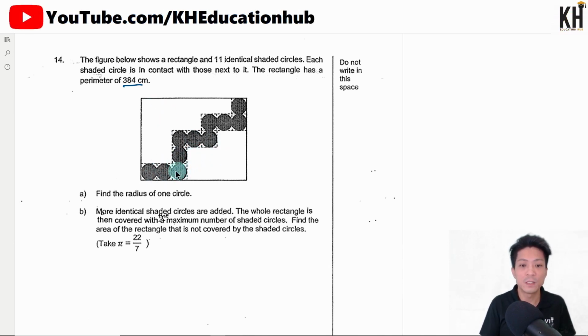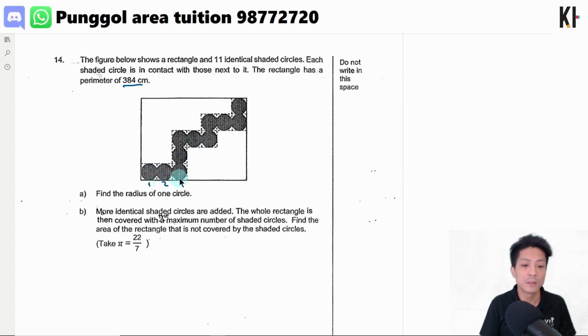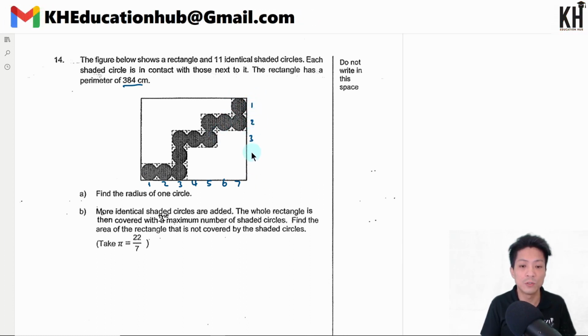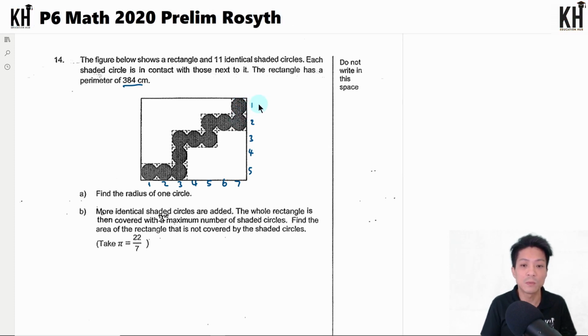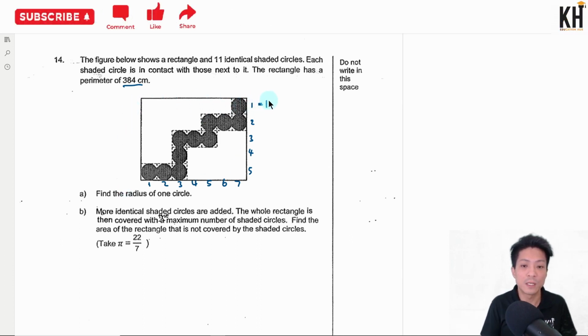So the first thing we need to figure out is, across the length, how many circles are there? There will be 1, 2, 3, 4, 5, 6, 7. And across the breadth, how many circles are there? 1, 2, 3, 4, 5. Since each of them is a diameter, I'm going to treat this as a D. Or you can treat it as 1 unit, it's up to you. I'm going to treat it as a diameter.